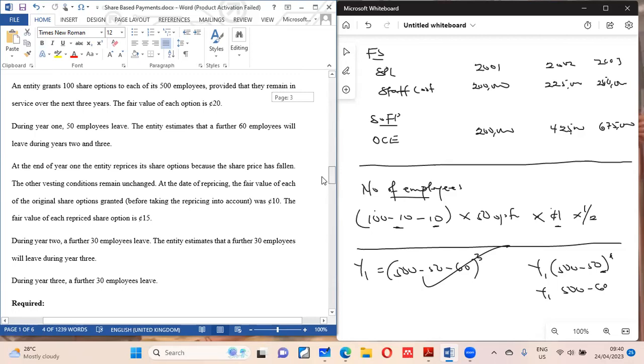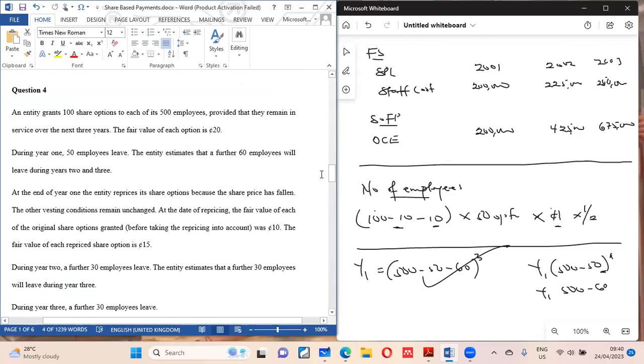All right, this is where we were, right? Okay, so who can help with year 2? It says that year 1, 50 leave and a further 60 employees leave during the years. Have you seen how this one was quoted? During the years 2 and 3.